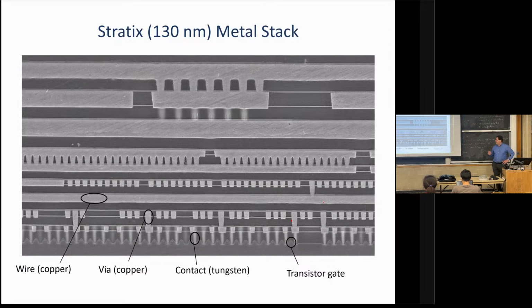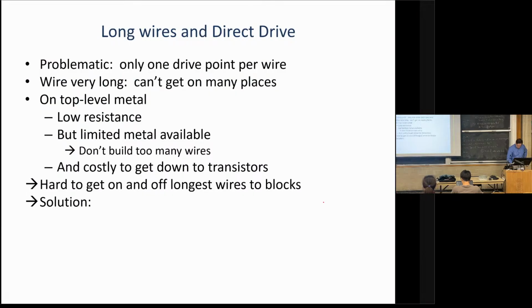And as I said, this is getting more extreme. If I was to do this for 10 nanometers, basically I'd extend this figure up by several more metal layers, which would be even thicker looking. So long wires and direct drive are a bit problematic because we can only have one drive point per wire. But as I just mentioned, that means some of the most recent chips go back to tri-states on these.